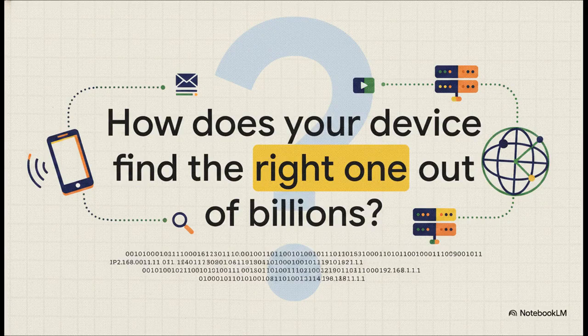You type in a website, and in less than a blink of an eye, your phone or computer finds one specific server among billions and billions of others scattered across the globe. How on earth does it do that? Well, it all comes down to a really clever addressing system.